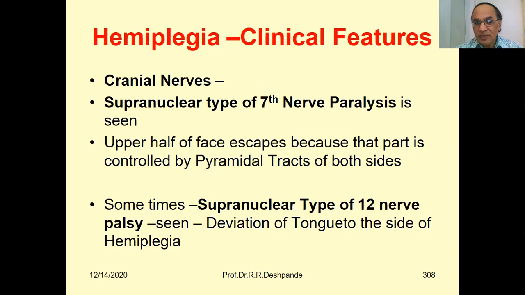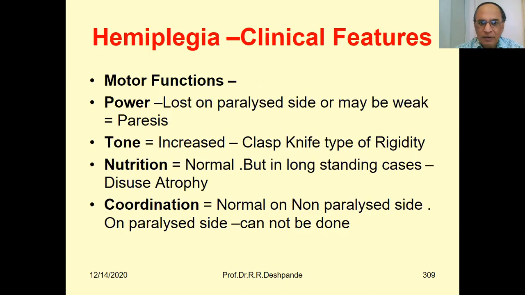Cranial nerves: supranuclear type of 7th nerve paralysis is seen. Upper half is escaped sometimes because that part, the upper part, is controlled by pyramidal tracts of both sides. Sometimes there is also supranuclear type of 12th nerve paralysis. So deviation of tongue will be there, on the side of hemiplegia.